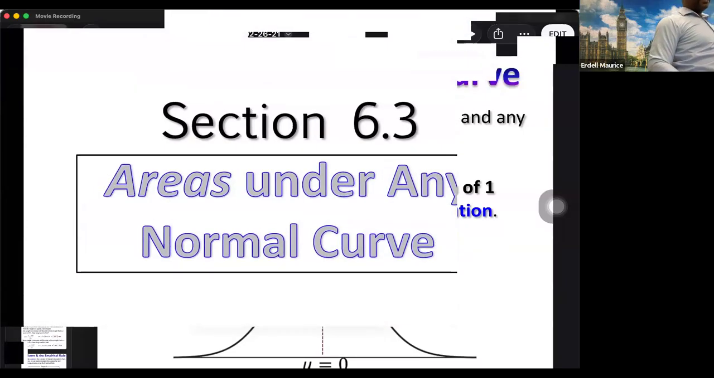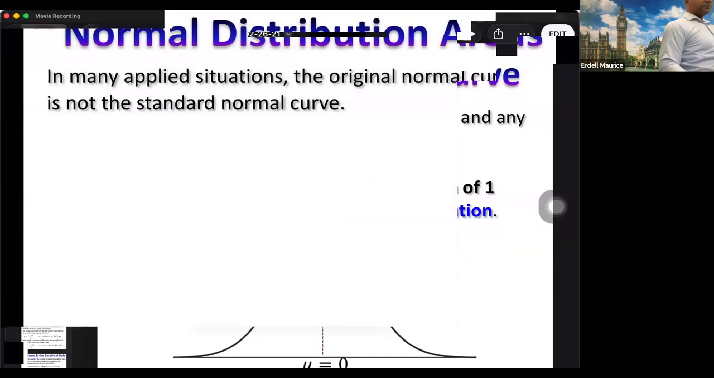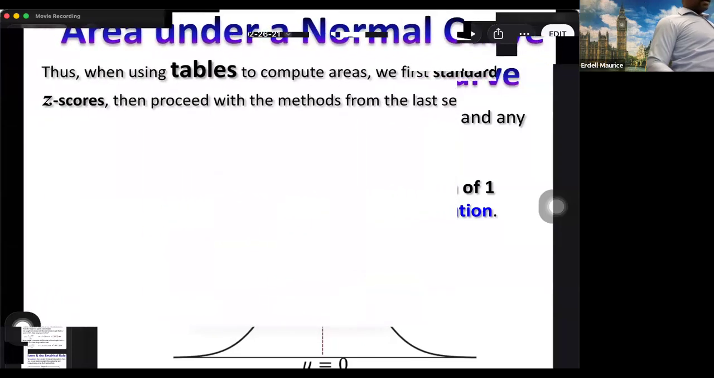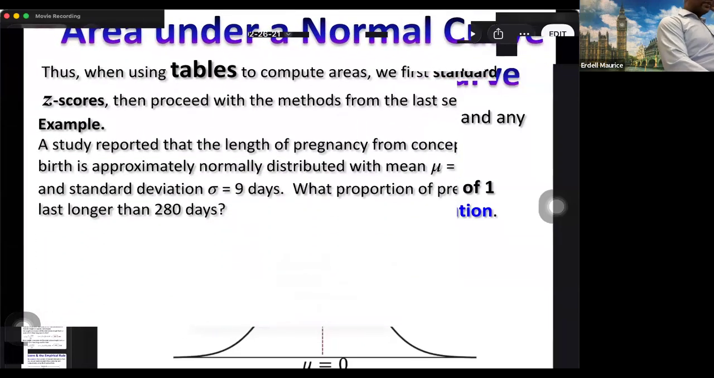So 6.3, areas under any normal curve. In other words, we're no longer going to be using the standard normal curve. We're going to be using a regular distribution. The mean is no longer 0, right? That's the key thing right here. We're switching over to new distributions, and no, we're not going to be using tables. We're not doing any of this right here.